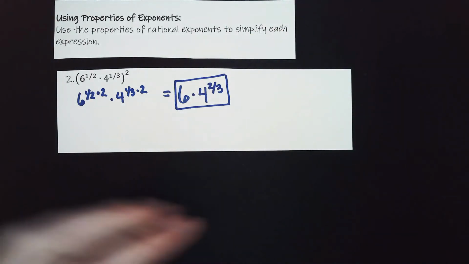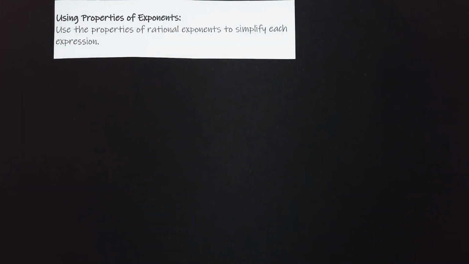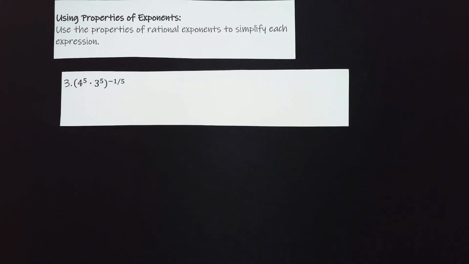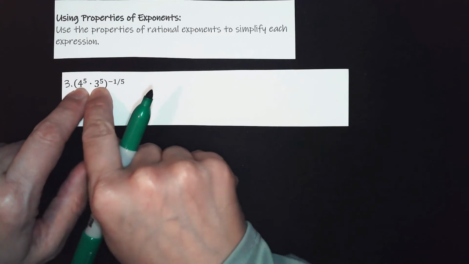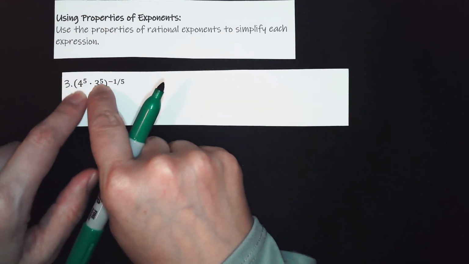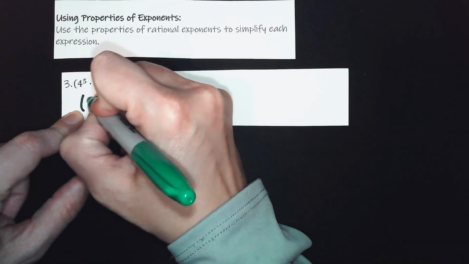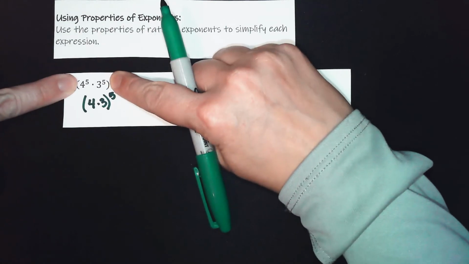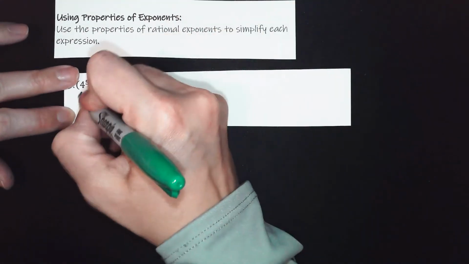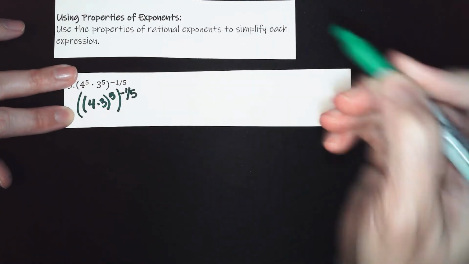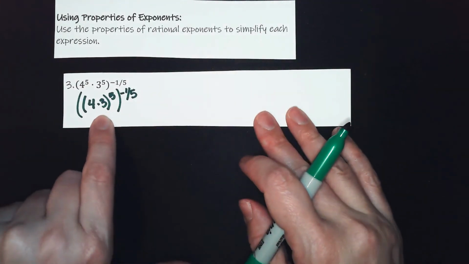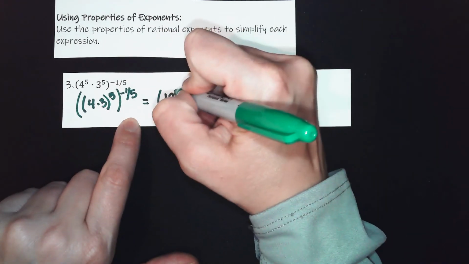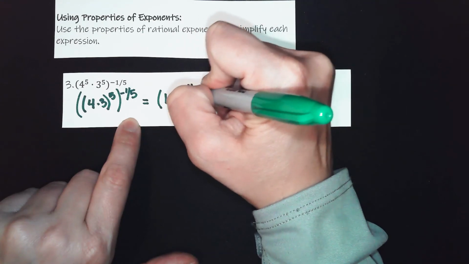Okay, this marker is kind of fat, so I'm going to go to a smaller marker here for number 3. Okay, so in this one, my bases are not the same, but my powers are. So I'm going to rewrite this as 4 times the 3 to the power of 5. That's just inside here. They're both to the power of 5, so I'm going to combine them together. Now all of this is still to the negative 1/5. But I'm going to simplify this inside first. Okay, 4 times 3 is 12 to the 5th, and that's to the negative 1/5.